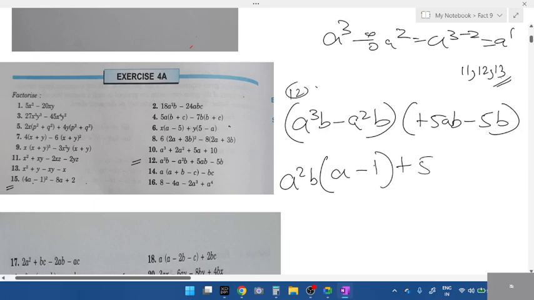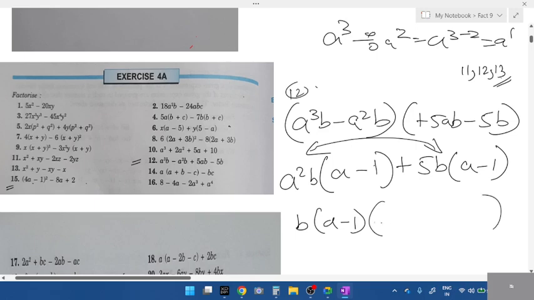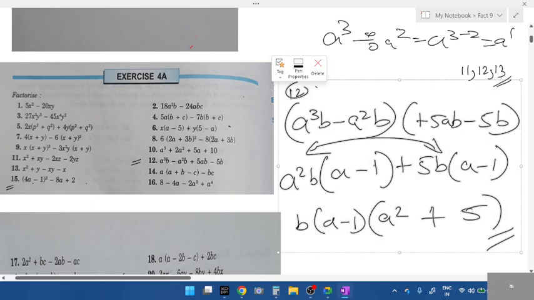What is common? Anything common before the bracket? No, b is common. Make sure you write b, then in bracket. Okay, remainder. A square plus b, right? This is the answer. Good. When there are 4 terms, this is how we do, students.